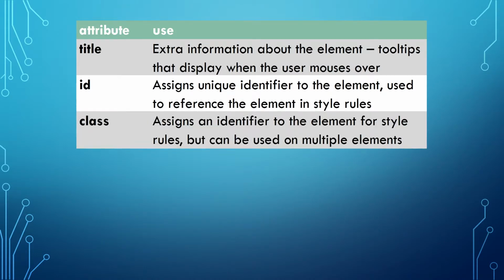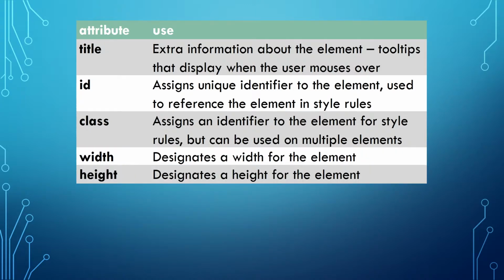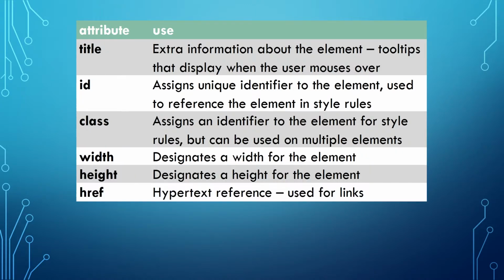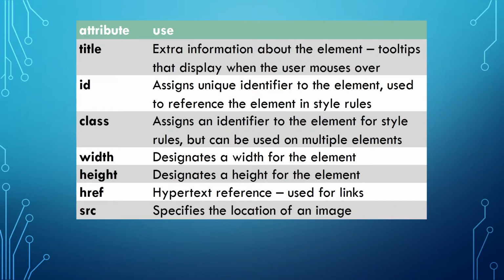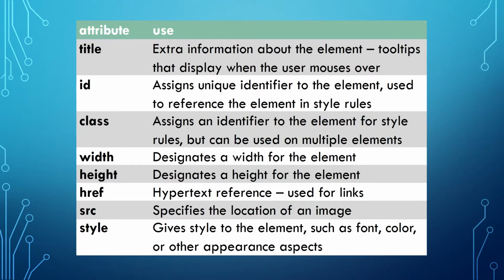The class attribute is similar, but it can be used on multiple elements. So if you wanted to make several elements have red font, you would assign a class red to each one. Then add style to all of them at once. Width and height are attributes you will frequently use with images. The hypertext reference is used for links. We will discuss how to add links next week. The source attribute tells the browser where to locate another file, such as an image. The style attribute is used to give style to individual elements within your HTML.